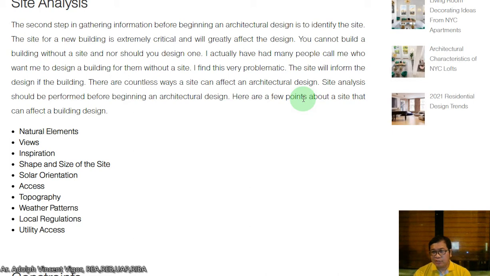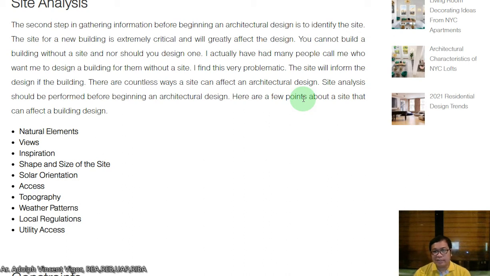Then the views. Of course, the client would hire an architect not just for regulatory reasons, but also to make sure that when you design, for example, his house, it captures the best view of the area. For example, if there is a view of a mountain, or a beautiful view of the sunset, these are things that you must capture in your design. Next is inspiration. Buildings and structures, when you design them, are inspired by something related to the design concept.